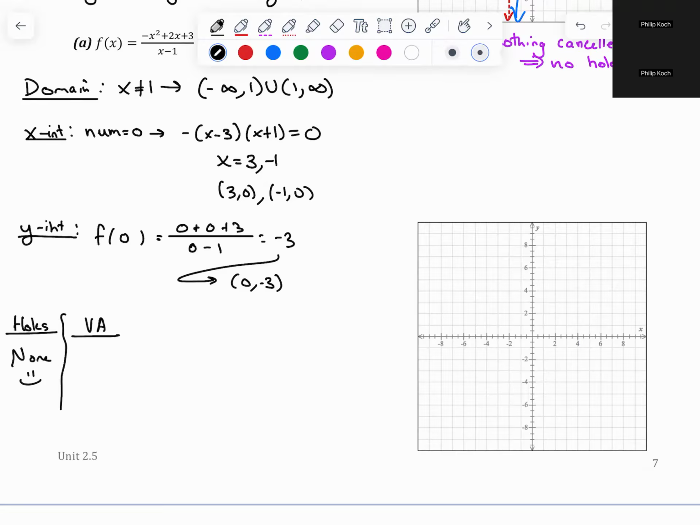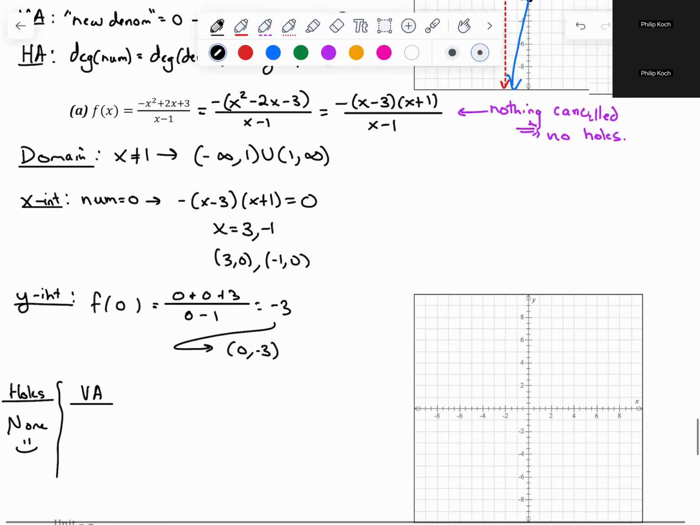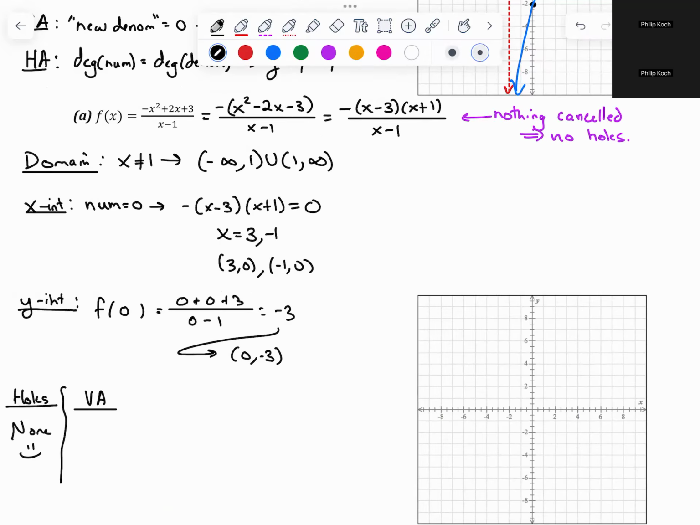VAs. Now this one has only one vertical asymptote because we're going to set the new denominator equal to 0, even though it's being hidden right now. The new denominator is the same as the old denominator because nothing canceled, but that's okay. Just set x minus 1 equal to 0, which gives us x equals 1. And then horizontal asymptotes. Is there a horizontal asymptote?